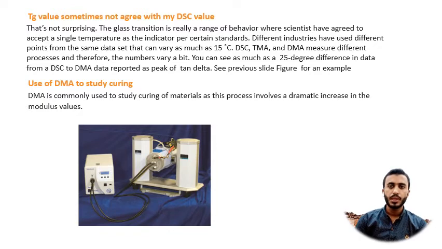How can I use DMA to study curing? DMA is commonly used to study curing of materials as this process involves a dramatic increase in modulus value. It's commonly used to get both the point of gelation and the point of vitrification of thermosetting materials. Cures can be studied with temperature ramps and at fixed temperature. The DMA 800 can be configured with an optical quartz window and a special fixture, which allows you to study photocuring systems.